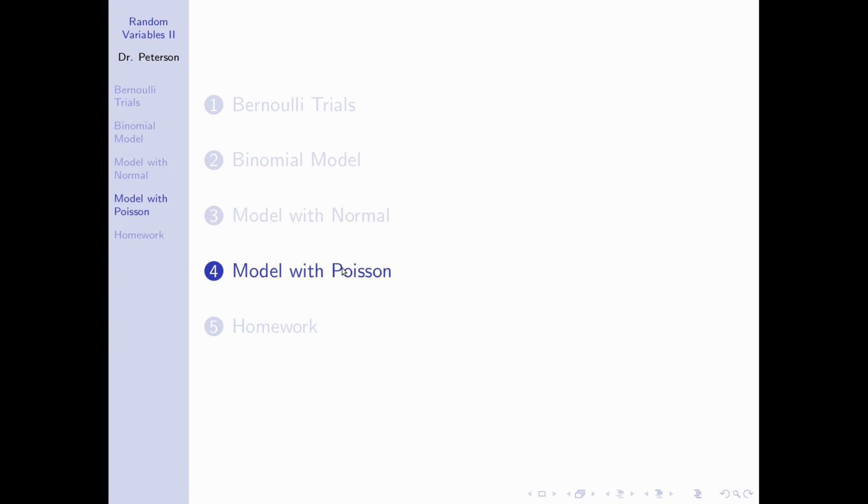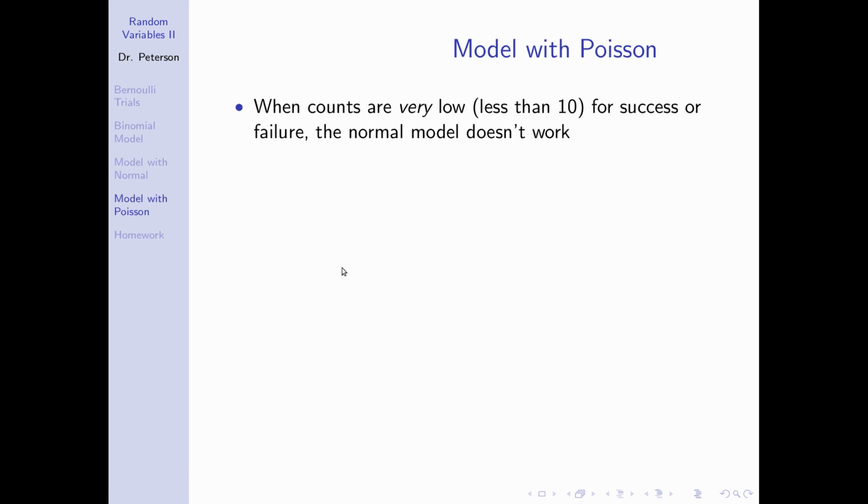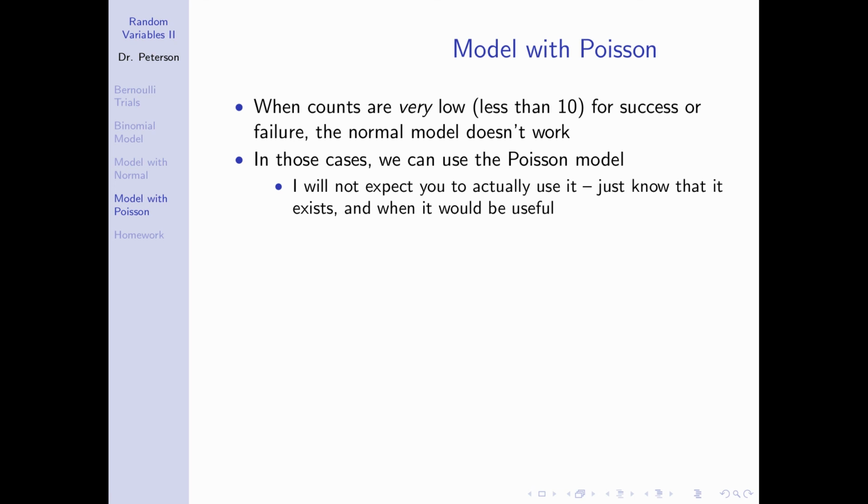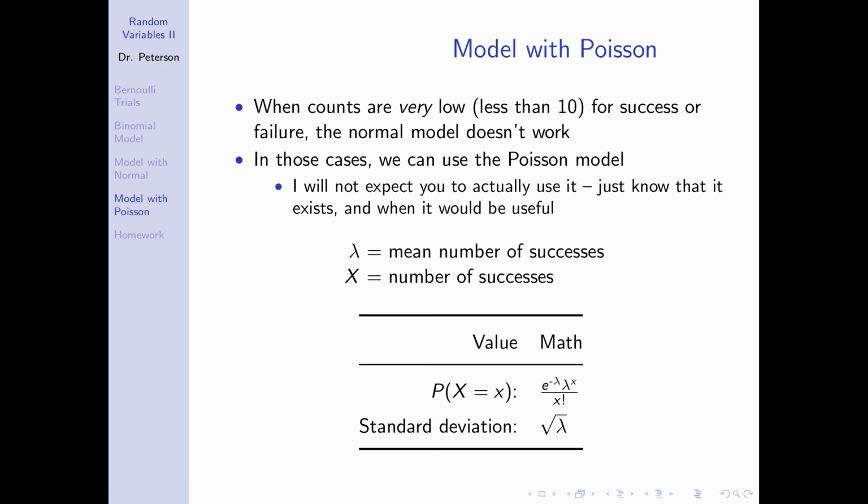The Poisson, all I want you to know is that if we have very low counts, the normal model will not work. In those cases, we can use the Poisson model instead. Not actually asking you to use it, I just want you to know that it exists and when it might be useful. These are the values. On the test, the only question I will ask you is, if we have a model where the normal does not apply because it's a very low count, what model can we use instead? The answer will be the Poisson model. Okay. Note that spelling, it will be important.